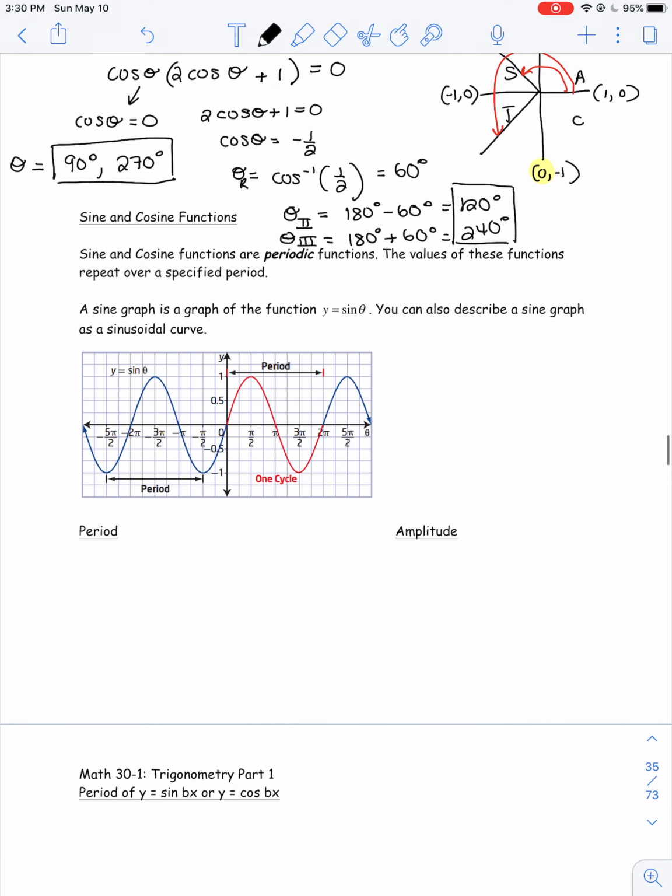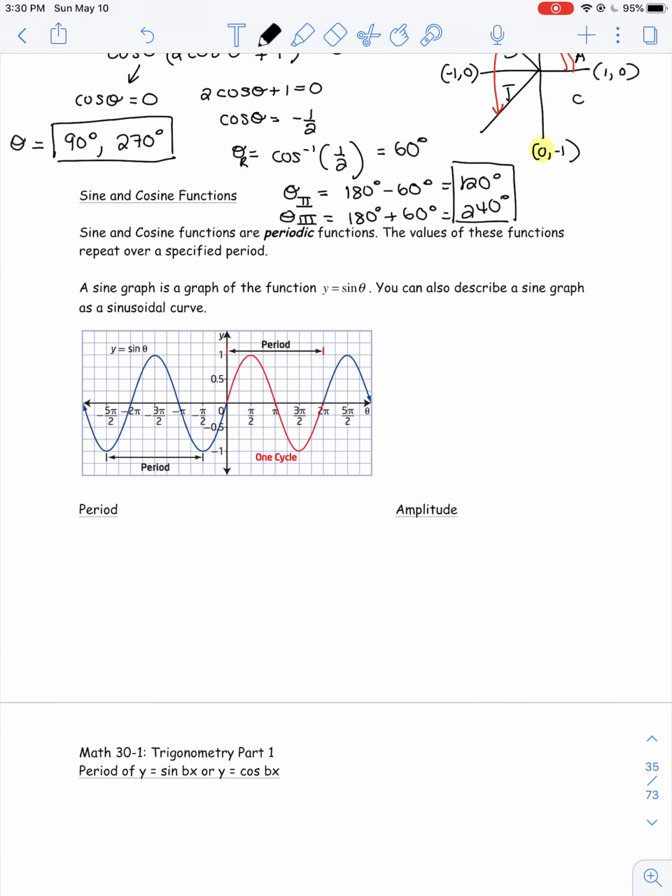Okay, so sine and cosine functions. Sine and cosine are called periodic functions. Why? Because they repeat themselves over a specified period. So they're going to be a wave shape. The sine graph is a graph where you graph y equals sine of theta. You can also describe a sine graph as a sinusoidal curve.